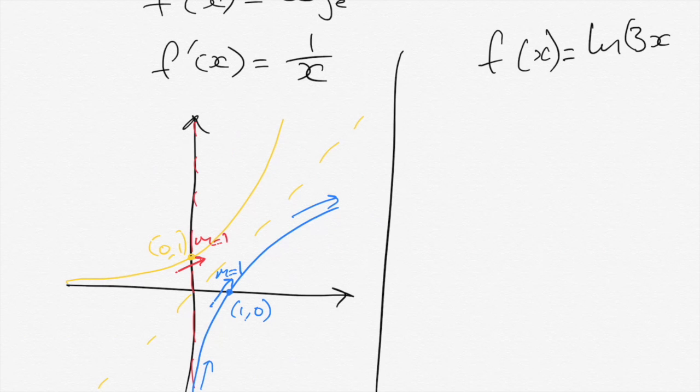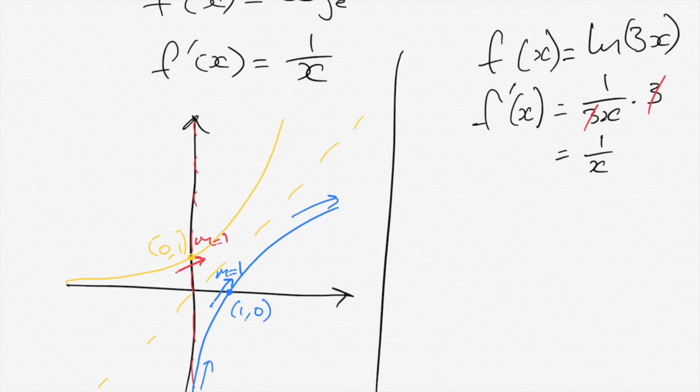If f of x is equal to ln 3x, then the derivative is 1 over the original function times the derivative of the original function. In this case, the 3's cancel out, and we get 1 over x again. This might be surprising at first, but if you think carefully about the transformations, it's possible to understand why. I'm not going to explain that here. Let's look at a more difficult function.